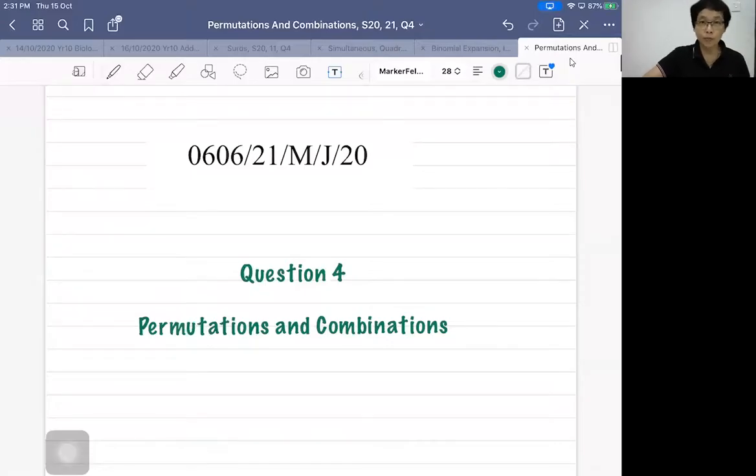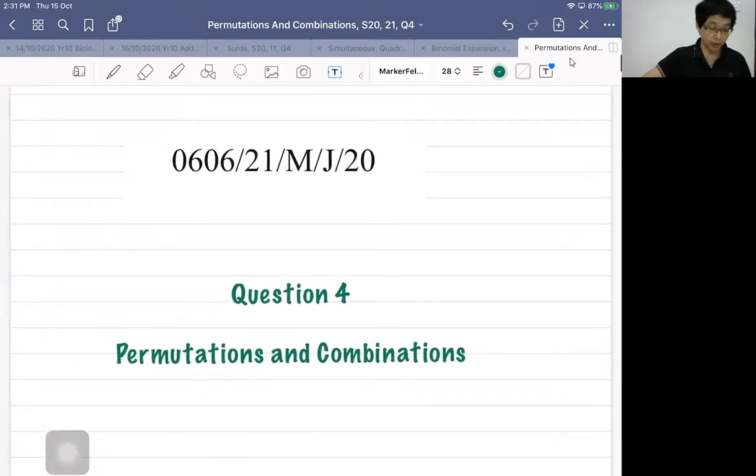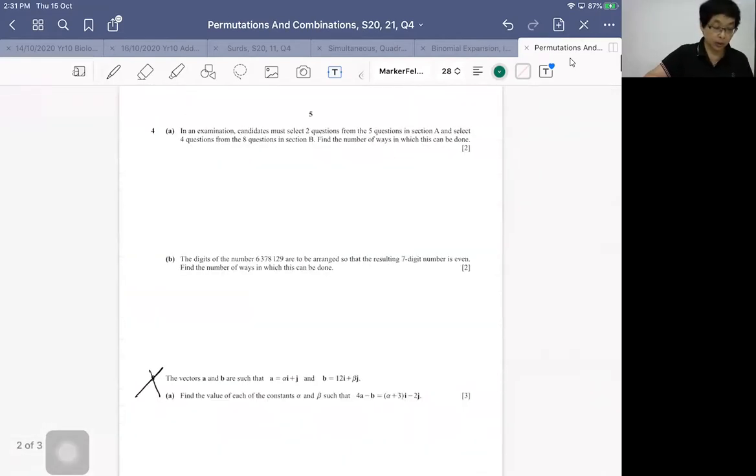Hello again, student. We're going to look at this question, which is taken from May June 2020, paper 2-1, question number 4, which is on the topic of permutation and combination. Let's take a look at the question.